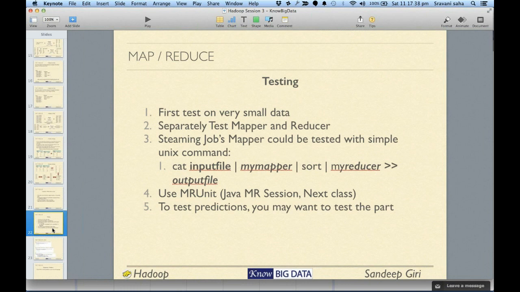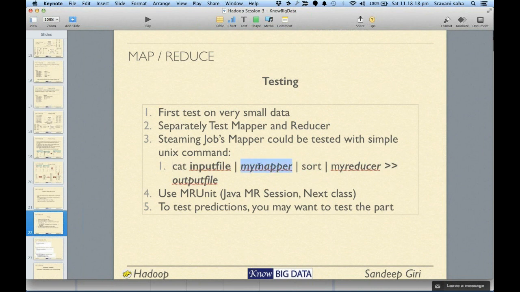So while we were talking about a streaming job, we did mention that this is what your mapper is doing the job, right? So we talked about a streaming job, but we did not talk about how to test. Whenever you are testing your MapReduce job, the way we build a whole MapReduce job today, first test on very small data. And the beautiful part about a streaming job is you can do the same thing without Hadoop also.